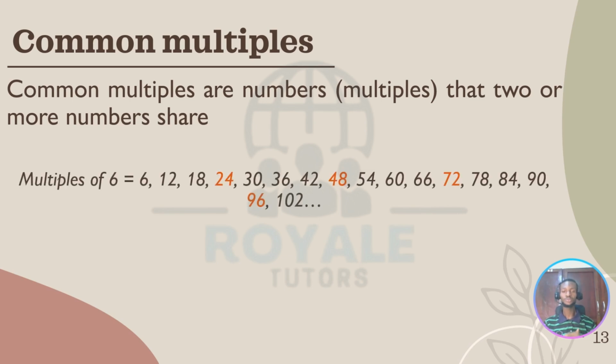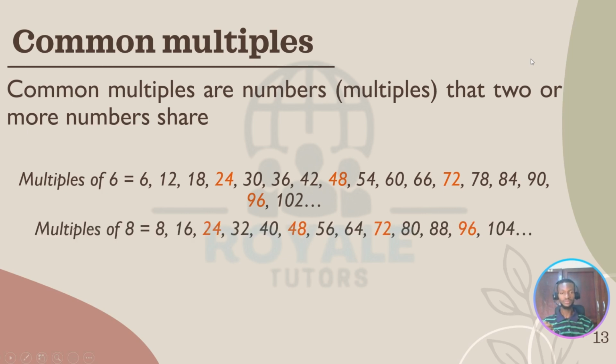Now let's see. Multiples of 6 are 6, 12, 18, 24, 30, 36, 42, 48, 54, 60, 66, 72, 78, and so on and so forth. Then let's generate the multiples of 8. The multiples of 8 are 8, 16, 24, 32, 40, 48, and so on and so forth. You will notice that I gave a special color to some numbers there, and those are 24. What do you notice? 24 appears both as a multiple of 6 and as a multiple of 8. So that means 24 is a common multiple of 6 and 8.